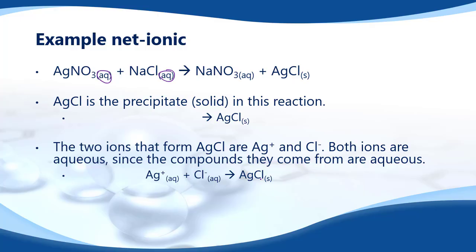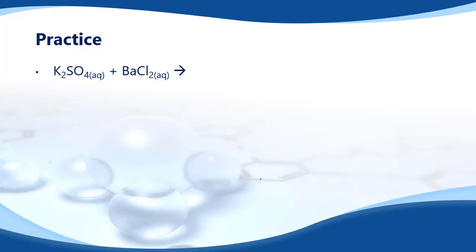All right, so how about one for you guys to try? I want you to try potassium sulfate plus barium chloride. Now, take a minute or so, get the balanced chemical equation for this. We'll get back and we'll go over that. Then I'll give you another quick pause so you can write down your net ionic. So figure that out, take a couple of minutes.